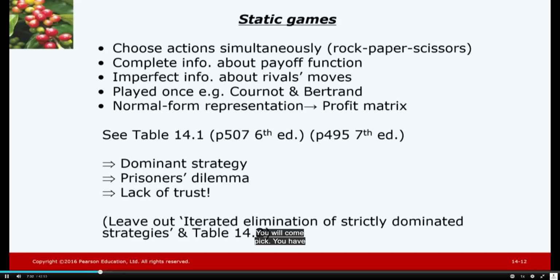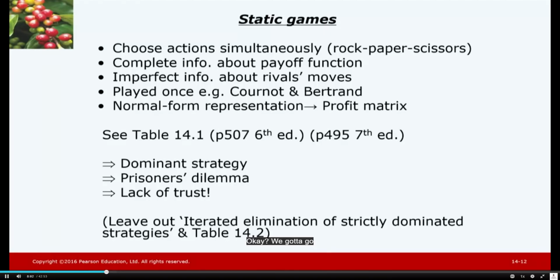You have complete information, as we said, about your payoff function, what the different profit scenarios are going to be as a consequence, but you have imperfect information about your rival's moves. And that's why this whole game theory has been developed surrounding that. We're going to assume we're going to play this once. In the Cournot and Bertrand models, you play it for, say, a quarter and see what happens as a result.